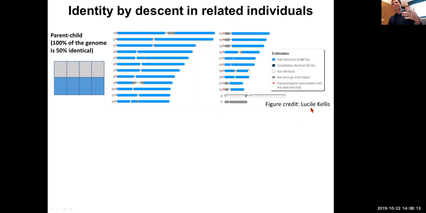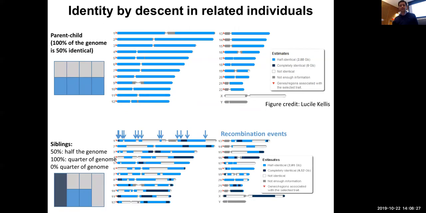So that's why I figure credit, this is my wife. Anyway, this is an example of how I am related to my kid. At every location of the genome, I'm exactly 50% identical. This is how I'm related to my brother. For 50% of the genome, I'm exactly 50% identical, but for a quarter of the genome, we're 100% identical, and for another quarter, we're 100% different, which again explains a lot about my brother and me.